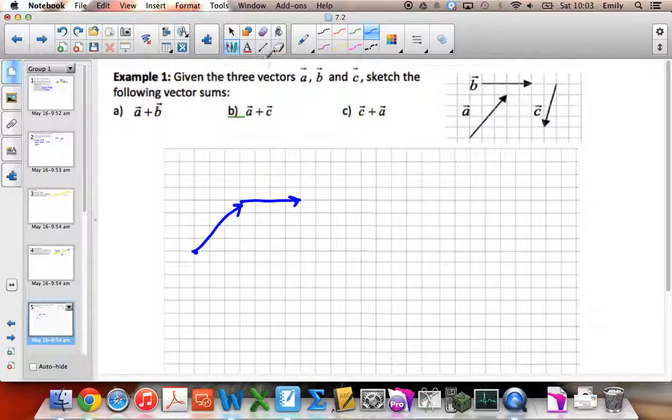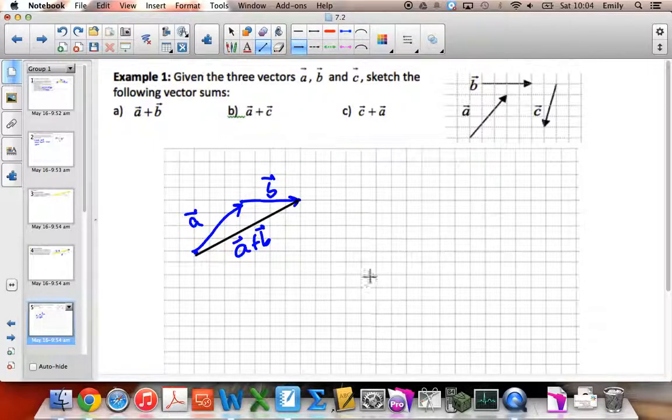So my resulting vector, I'll use a line to help me. Here's my resulting vector a plus b. And we use our arrows on top to show the vectors. I'm going to label all my vectors. That's a, that was b. Now I'm going to do a plus c. I'm going to use my lines to help me.